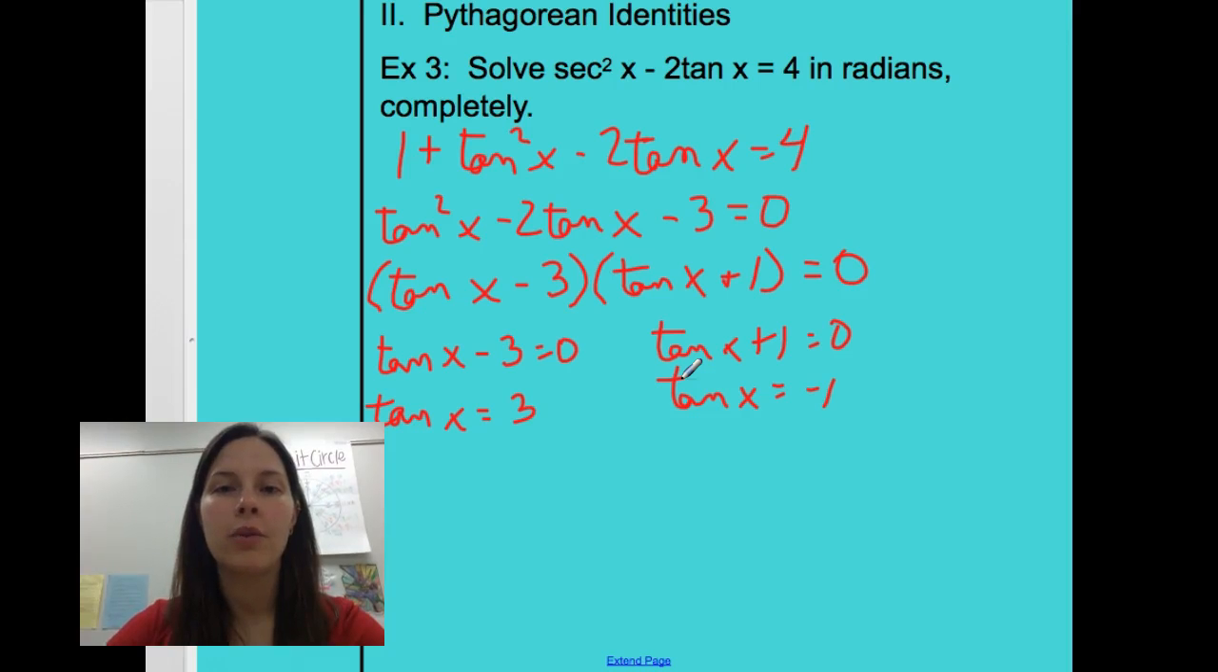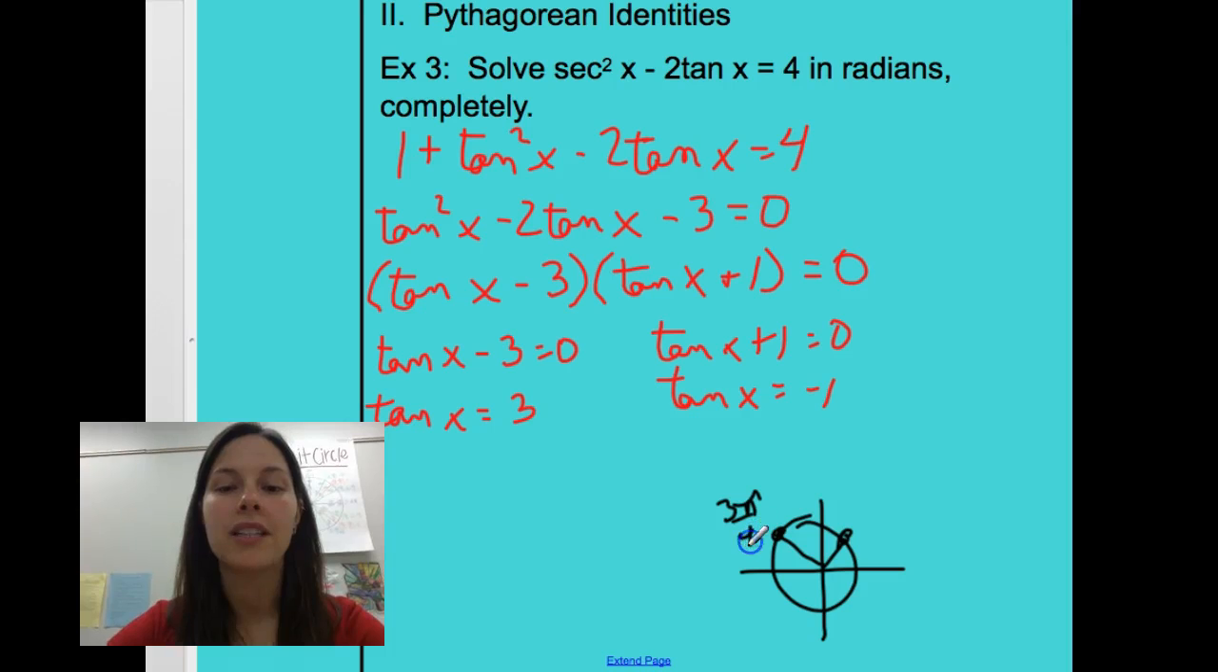Tangent is 1 or negative 1 when the sine and the cosine are equal to each other, and hopefully you guys have that memorized at this point. That occurs at, in radians, pi over 4. So that's where tangent would be positive 1. Tangent is negative when sine and cosine have different signs. So we're looking at 3 pi over 4 in the second quadrant. In the third quadrant, sine and cosine are both negative, so tangent would be positive. And then over in the fourth quadrant, tangent would be negative again at 7 pi over 4. So our two answers for this one, solving completely, would be 3 pi over 4.